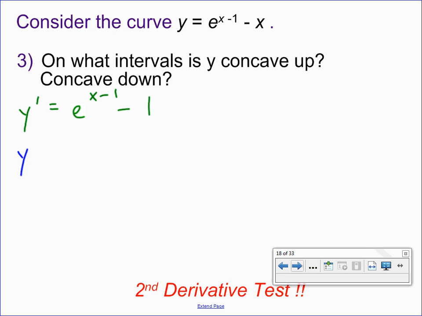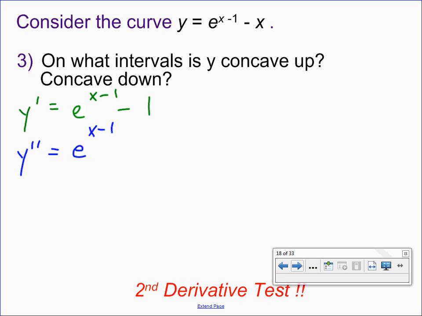So y double prime is the derivative of y prime. The derivative of an exponential function is the exponential function itself times the derivative of the exponent times the natural log of the base, and then minus the derivative of 1, which is 0. And so my y double prime expression is just e to the x minus 1. My possible points of inflection occur at x values where y double prime equals 0 or is undefined. As we've already discussed, e to the x minus 1 is never undefined. It's defined for all reals. It's just my exponential function shifted over 1 unit to the right.